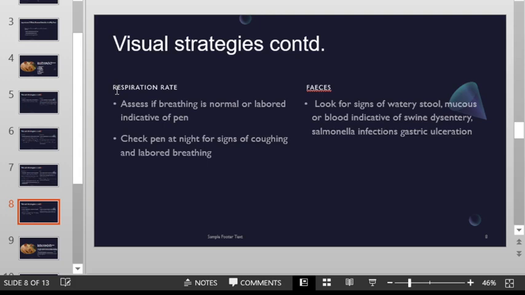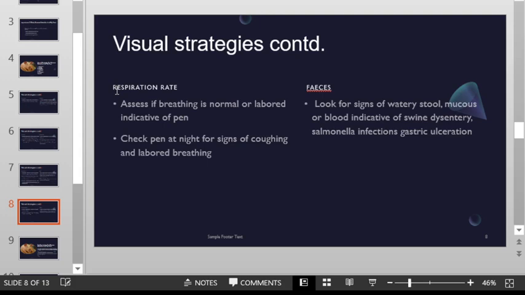If possible, you also want to go around the pen in the night. If you are not available in the farm at night, whoever is there, your attendant or your farm manager, you want him to go around the pen in the night to be able to check for signs of coughing, because most times animals that have things like respiratory infections, it tends to manifest in the night. They tend to struggle in the night. They cough a lot, so you want to go around the farm at night to check for signs of coughing and labored breathing.